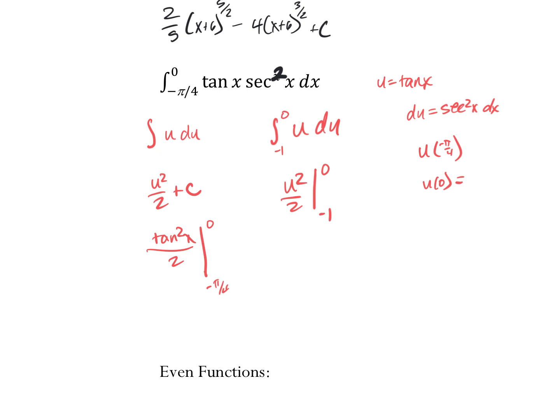There are times where I think this way is easier. Everybody good? Either way, we should end up with 0 minus 1/2, so negative 1/2.